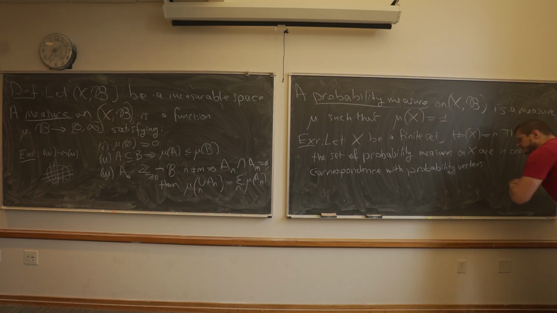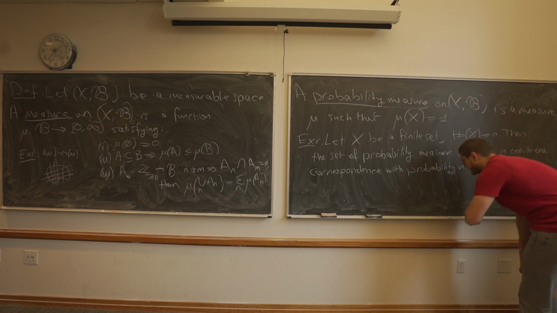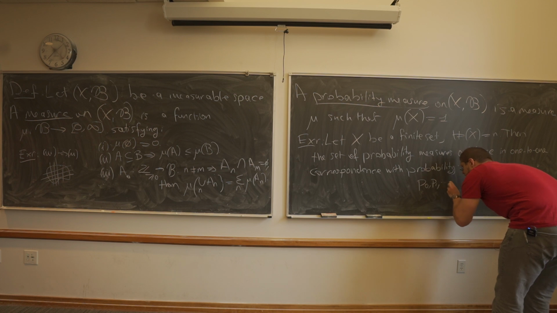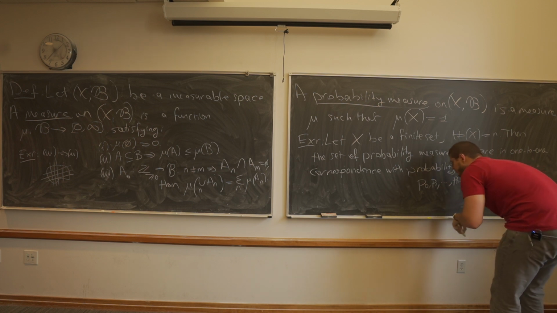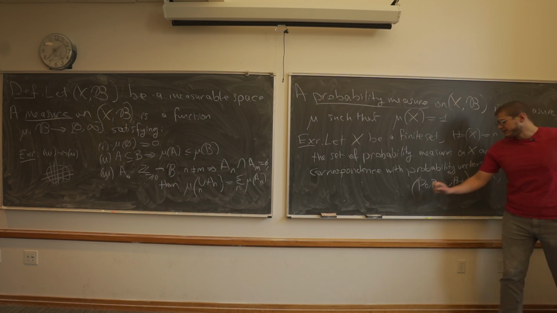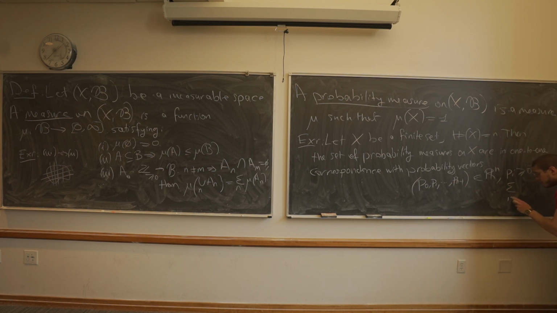Probability vectors. These are tuples of real numbers satisfying the following: p0, p1, up to p n minus 1. That's a vector in R^n, an element in R^n such that each entry is non-negative, and they add up to 1. So the sum from 0 to n minus 1 of p_i equals 1. Okay?